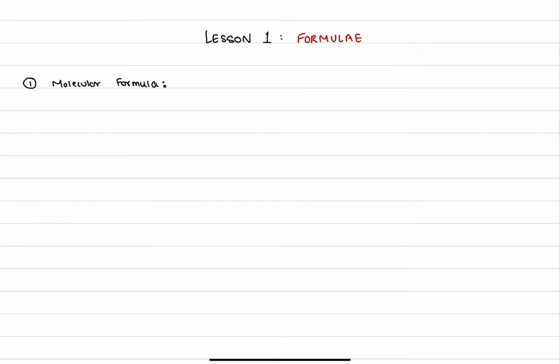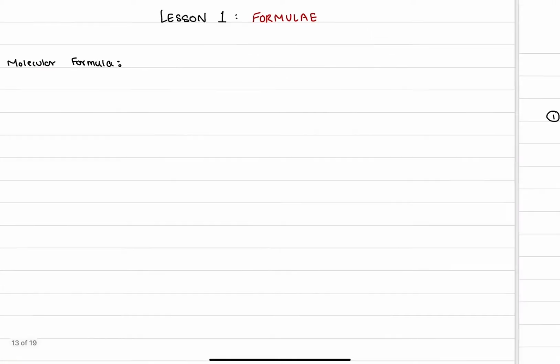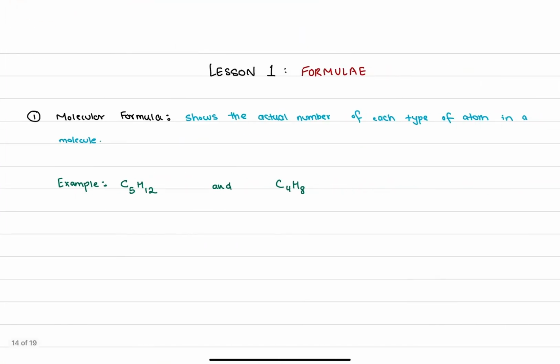So the first thing that I would want to talk about is the molecular formula. I'm pretty sure that all of you are already aware of it. Now, for all of these formulas, I will be using the example of pentane and butene, and I'll show you the molecular formula and the other formulas for each one of them. So let's start off with the molecular formula.